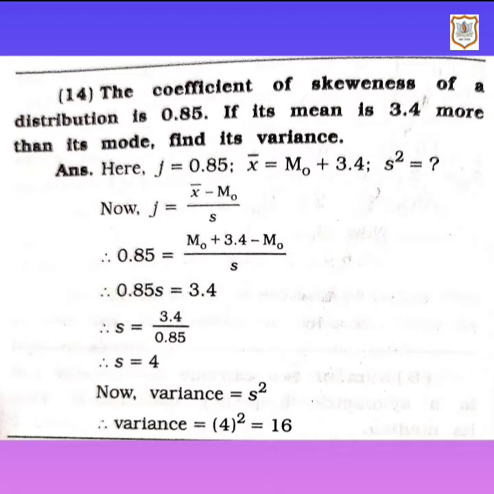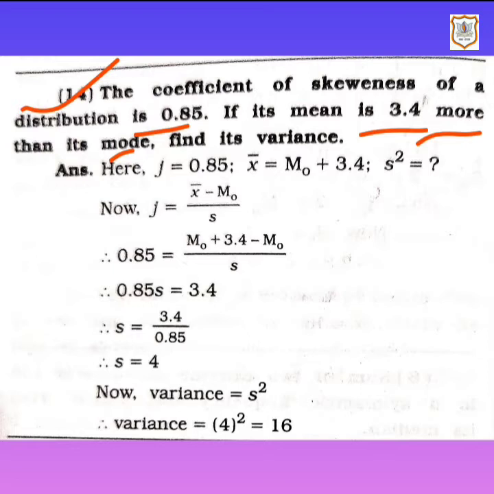In this video we are going to continue short sums, and short sum number 14 we are going to solve it. Let's read sum number 14 from section C of exercise 5 of your textbook. The coefficient of skewness of a distribution is 0.85. So J is given 0.85. If its mean is 3.4 more than its mode, find its variance.